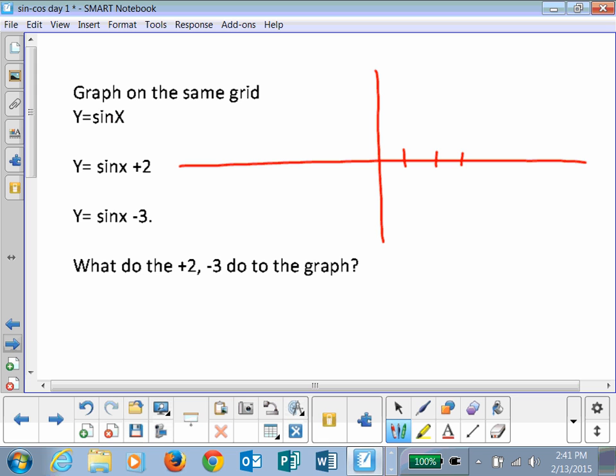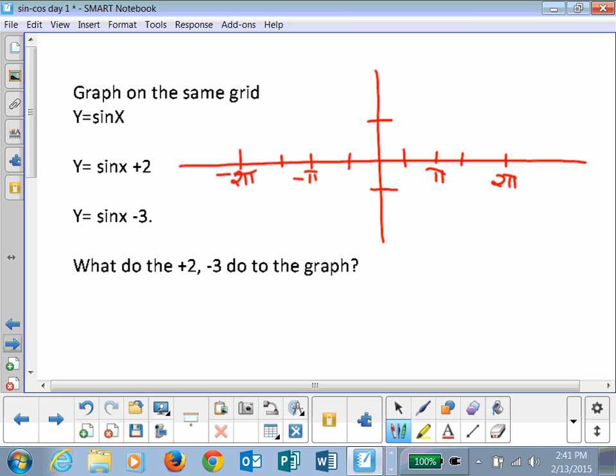1, 2, 3, 4, that's 2 pi and pi over 2. Negative pi, negative 2 pi. I just did every other. Okay. So on a normal sine curve at 0, what's the amplitude? Where do you find the amplitude? It's right in front. What number is right in front? 1. So from my center line, I'm going to go up or down 1 unit.